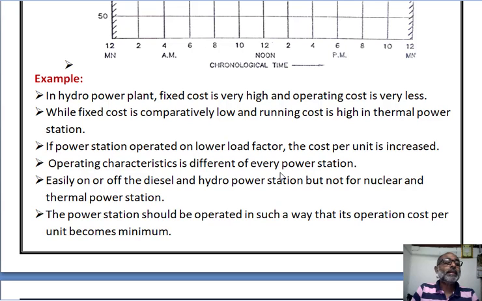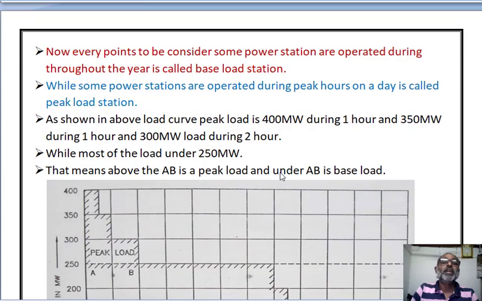Now the operating characteristics are different for each and every power station. Second, diesel and hydro power stations can be easily turned on or off, but for nuclear power stations and thermal power stations, it is not possible. Now the power station should be operated in such a way that its operation cost per unit becomes minimum. That is our main aim.